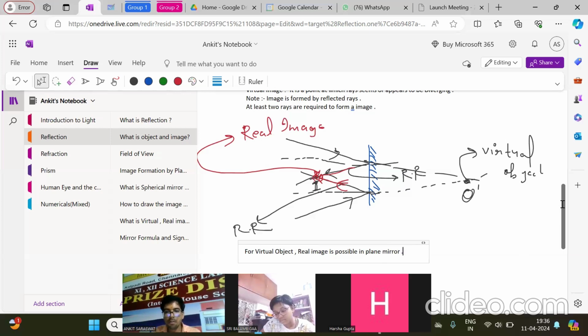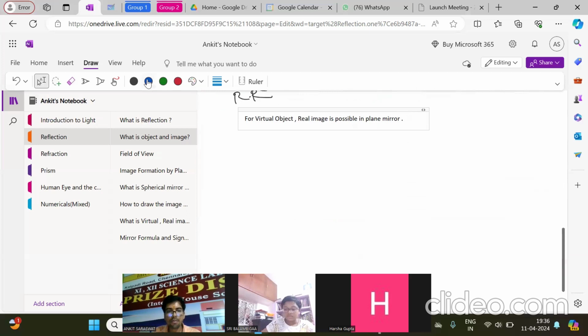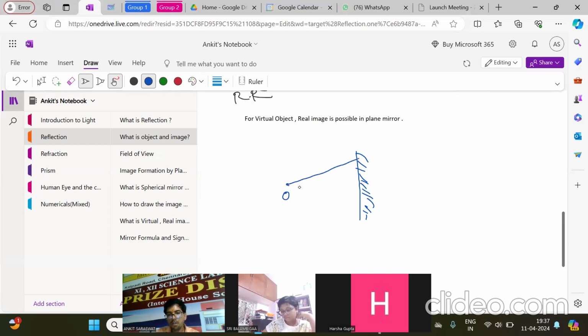Now, what is the virtual image? Moving to the next. Draw this diagram. So, what is virtual image? Draw. For example, this is an object. Here you will draw the normal. Here you will draw the normal. Incident ray, it will go. It will reflect. Tell me, will these two reflected rays meet?